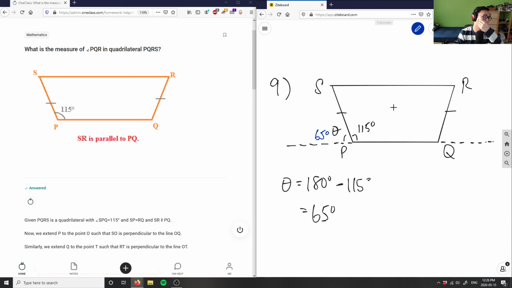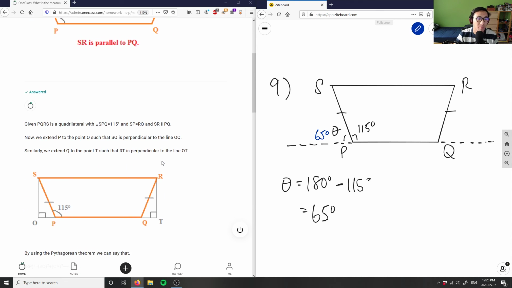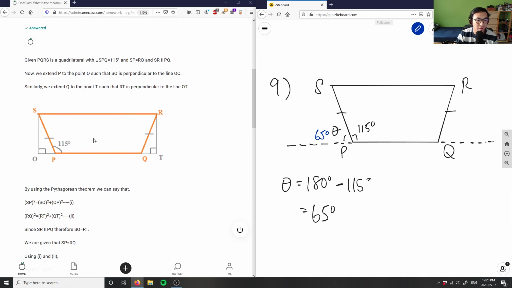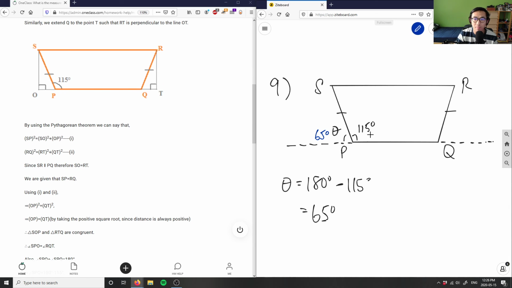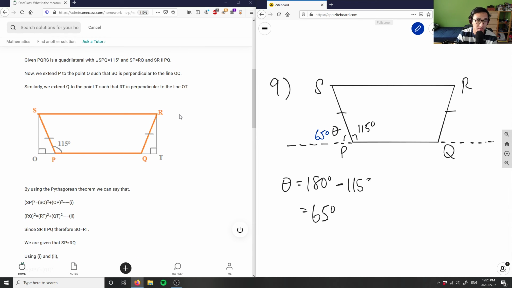But our problem here is asking us what this angle here is, right? So knowing this 65 and 115 here, we can actually solve for these guys over here. So let's see what they did here. Again, they extended this guy here as well, right? They actually extended it into a Pythagorean theorem question. So this is another way of looking at it as well.